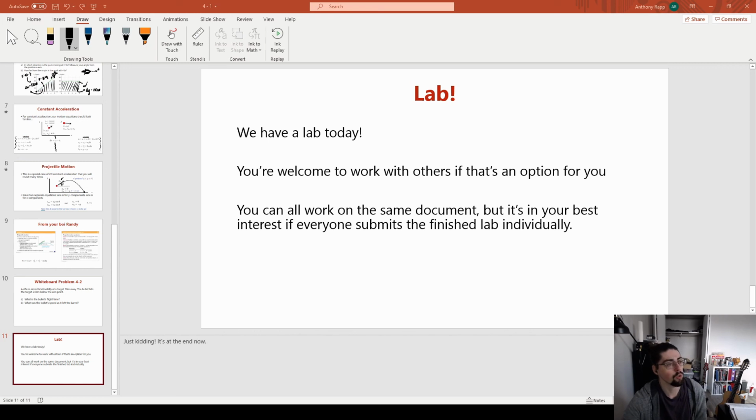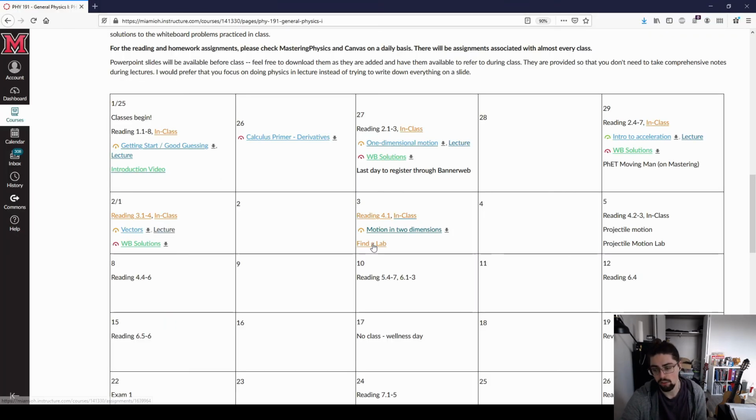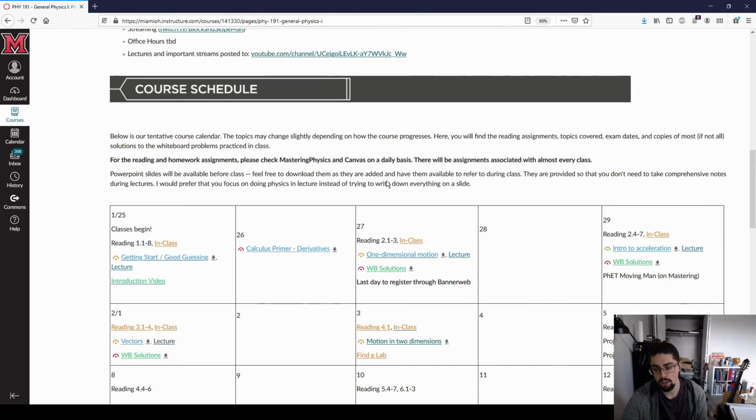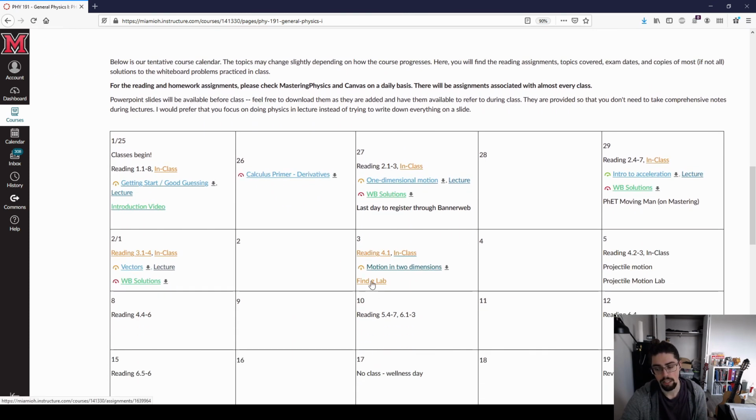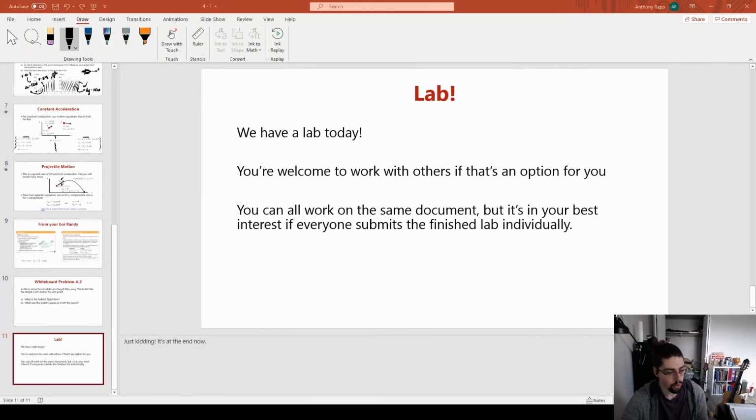It should show up in your to-do list, but if you're on the main page calendar, it's going to be right here highlighted in orange, Finding G Lab. As soon as an assignment is ready for you guys, it gets highlighted in orange. So you can click on it from that calendar homepage.